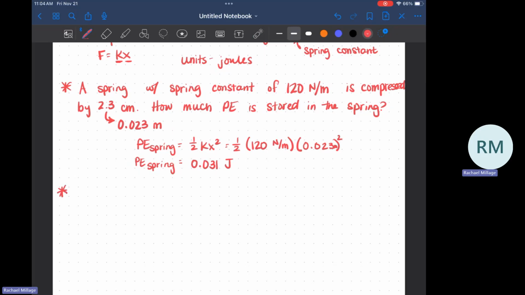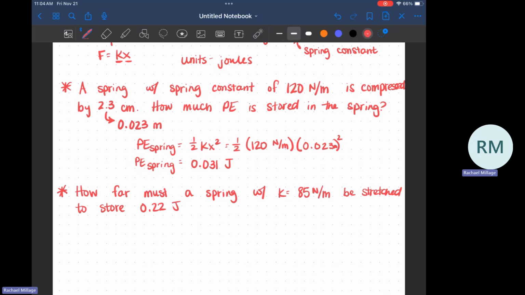Let's do another example. This time I'm going to ask, how far must a spring with a spring constant, this time I'm just going to write spring constant as k, of 85 newtons per meter be stretched to store 0.22 joules of potential energy? Stretched, yep.